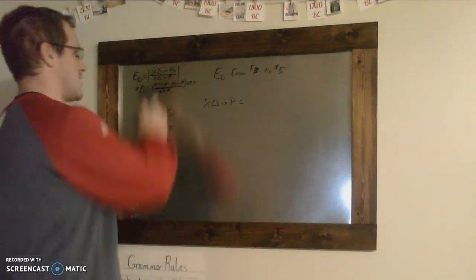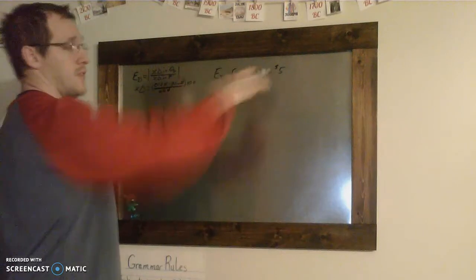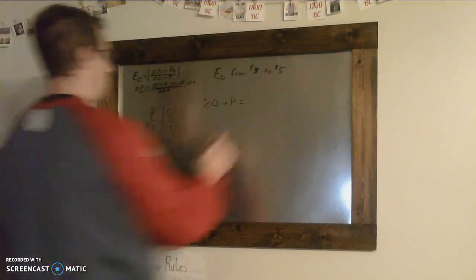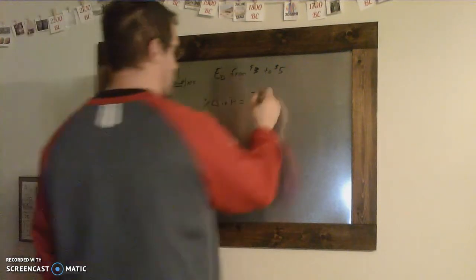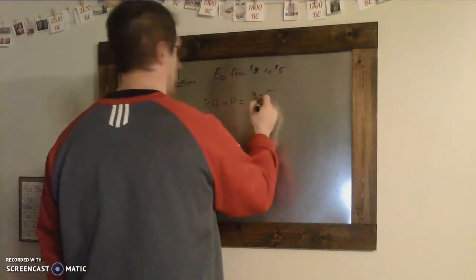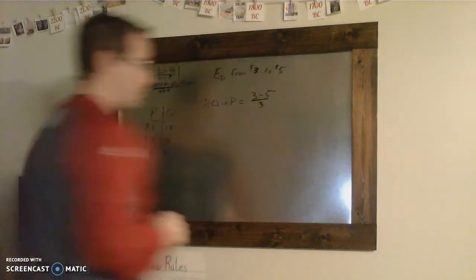So percent change in price. My old number, we're going from $3 to $5. So we're going to start with 3. We're going to subtract our new number, which is 5, divided by the old number, which is 3.